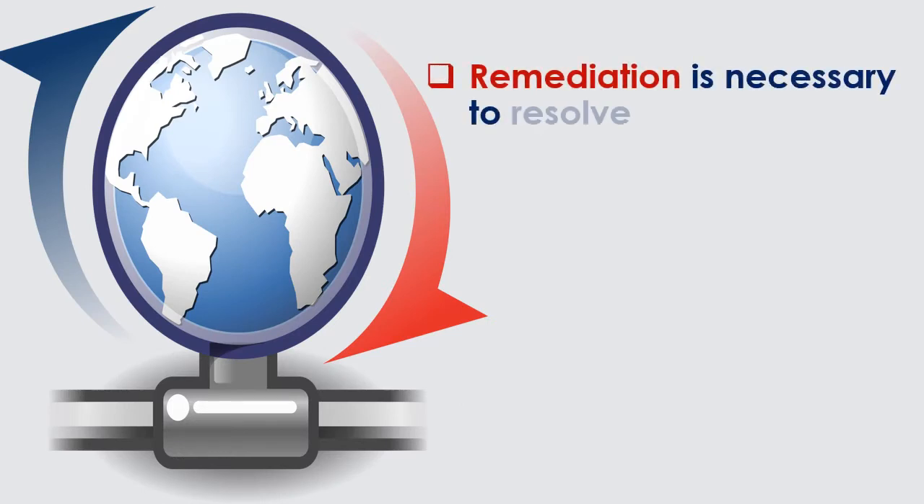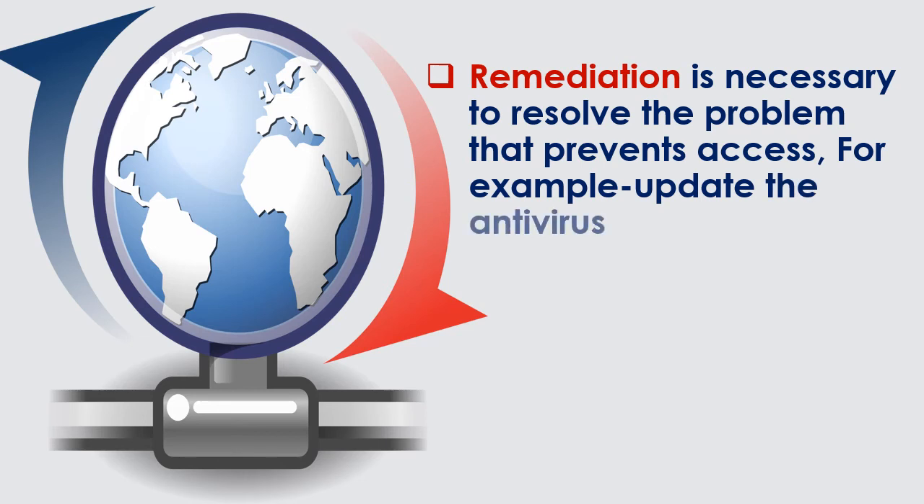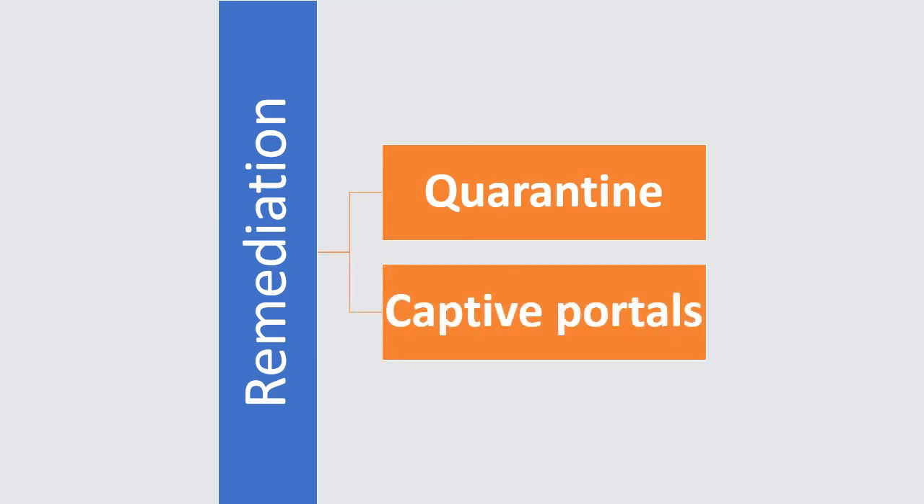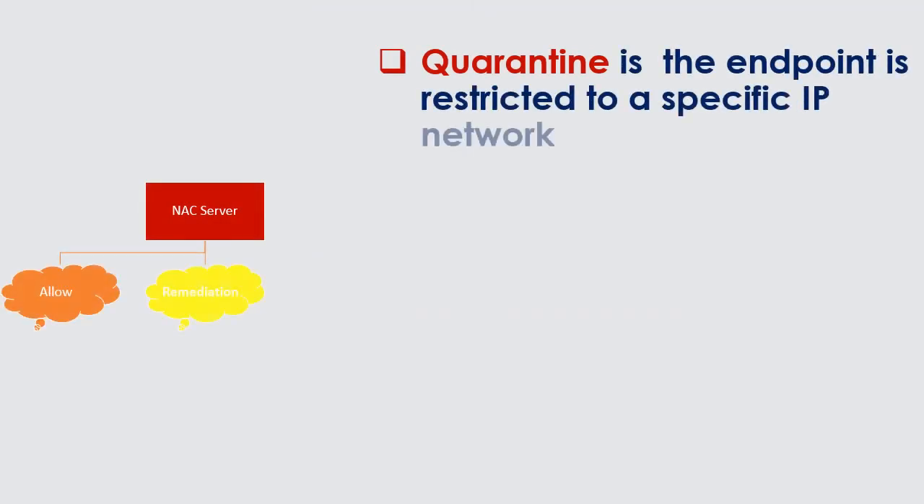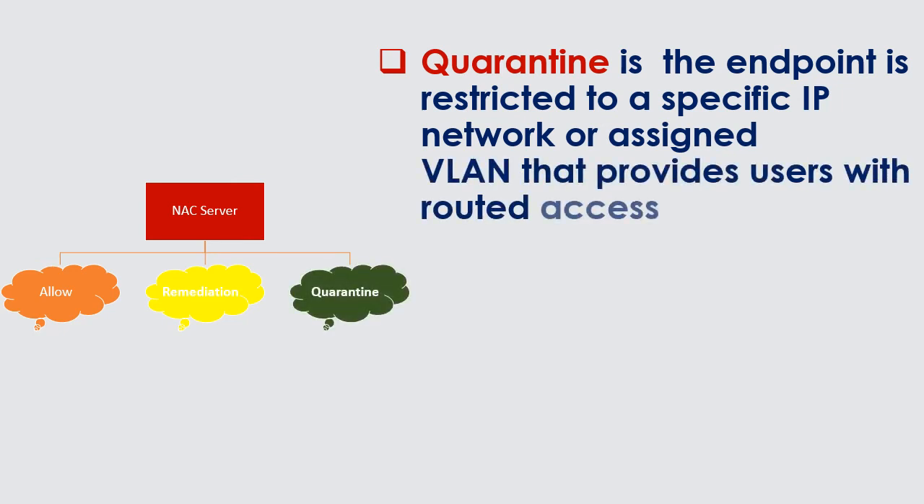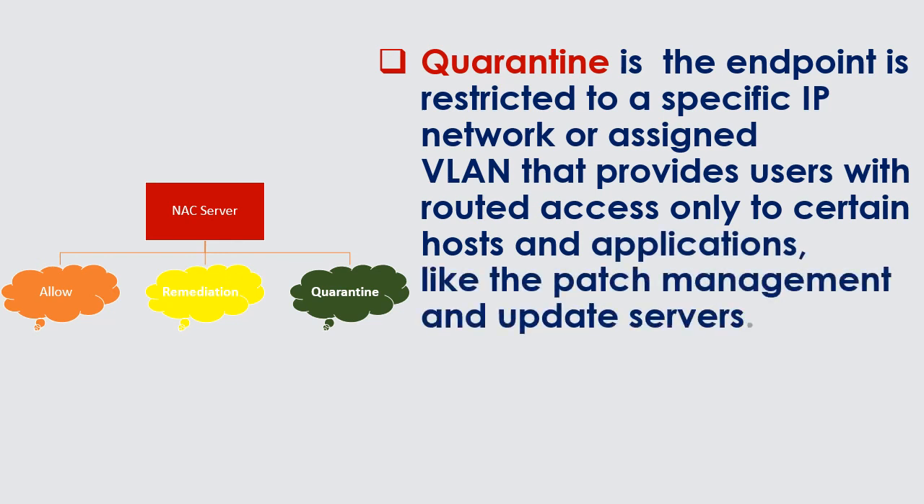Remediation is necessary to resolve the problem that prevents access, for example, update the antivirus software. Two different approaches to remediation are quarantine and captive portals. Quarantine is when the endpoint is restricted to a specific IP network or assigned VLAN that provides users with routed access only to certain hosts and applications, like the patch management and update servers.